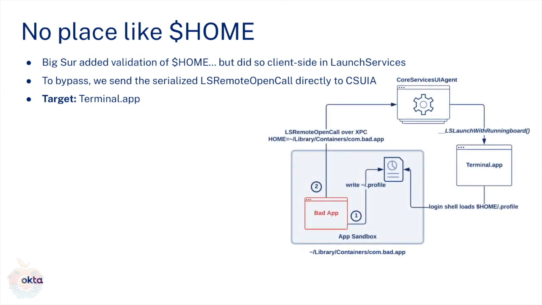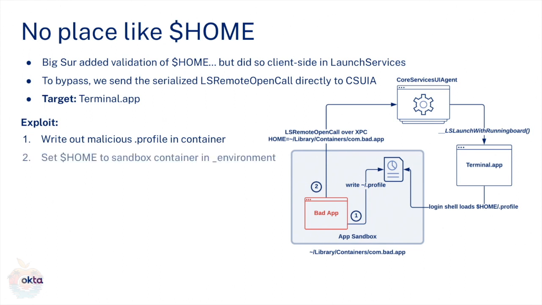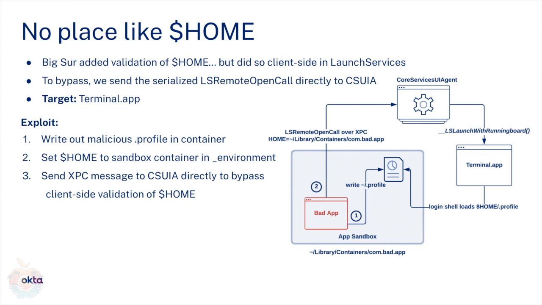Here's the flow. Let's step through it and understand how this works. Step number one, we're going to write out a malicious .profile in our sandbox's container. We can do this because we have read-write access, and in .profile, there's going to be arbitrary shell commands. It's going to be the jump-off point for our second stage or whatever we want. Then we're going to build the dictionary and set it in the environment ivar. We're going to point HOME to the sandbox's container, and then send the XPC message directly to the service, bypassing that LaunchServices client-side validation.